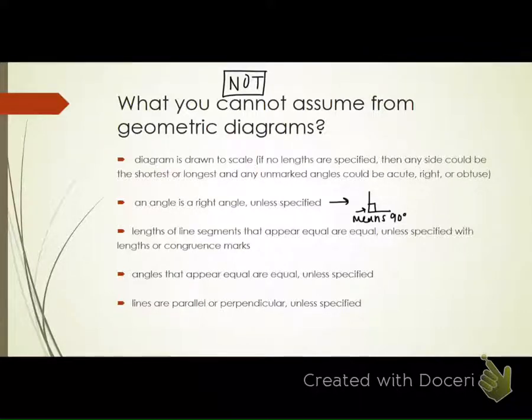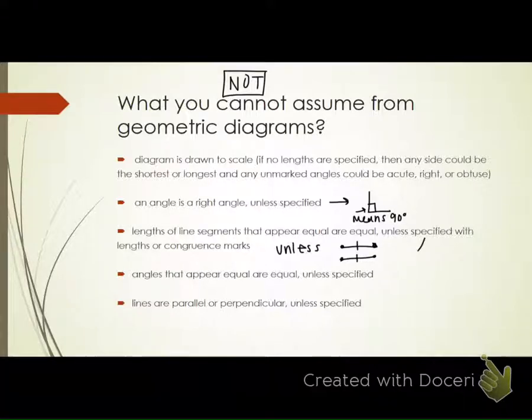Lengths of line segments that appear equal are not equal unless specified with lengths or congruent marks. So this is unless it looks like this. So if I gave you two segments, these two are congruent if I have the line markings in there. Do you guys see that? This single line marking means they're the same. But if I do not have those markings in there, I cannot assume they are the same.